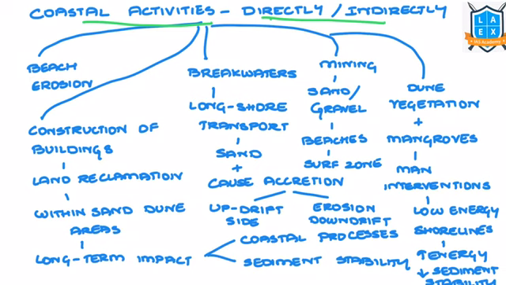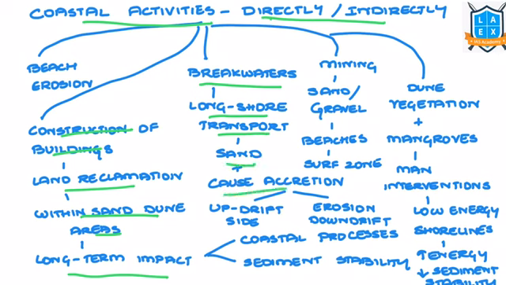For example, construction of buildings via land reclamation or within sand dune areas has a long-term impact on the coastal processes and sediment stability. Breakwaters obstruct the longshore transport of sand and cause accretion on the updrift side and erosion downdrift. The mining of sand or gravel along the beaches and in the surf zone will cause erosion by depleting the shore of its sediment resources.